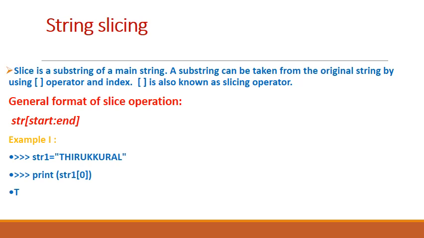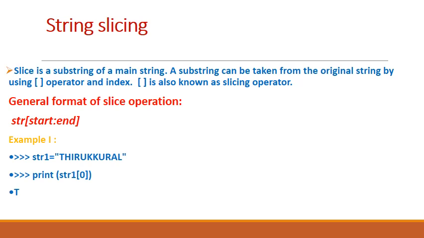The general format of the slice operation is str, square bracket, start index value, colon, and then end index value, where start is the beginning index and end is the last index value of a character in the string. One thing you have to remember is that Python always starts the index value from 0 and ends with the index value n-1. For example, if you want to slice the first 4 characters from a string, then you have to specify it as 0 to 5.